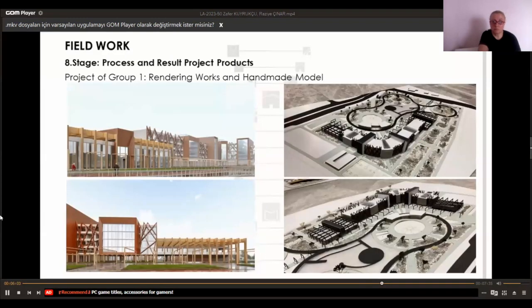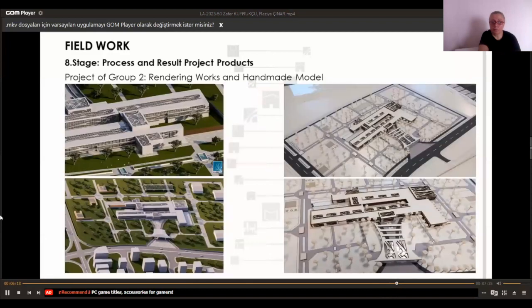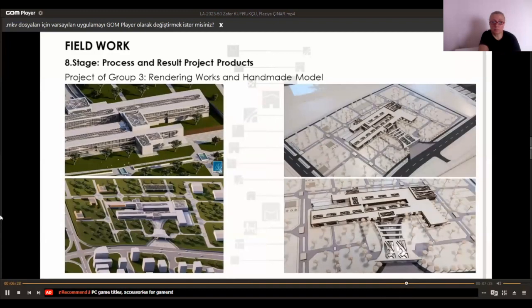You can see Group 1's rendering works and handmade model. In this paper, you can see the project of Group 2's presentation sheets and their rendering works and handmade model, and the project of Group 3's presentation sheets, rendering works and handmade model.